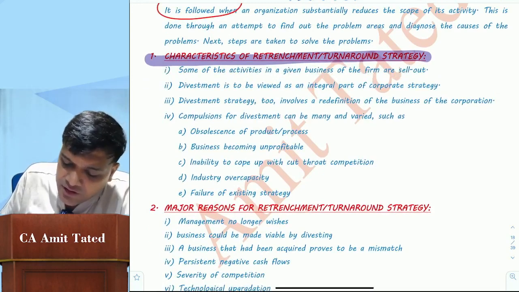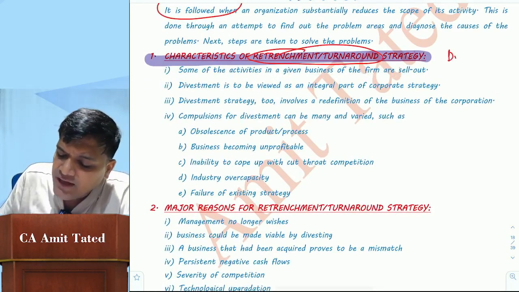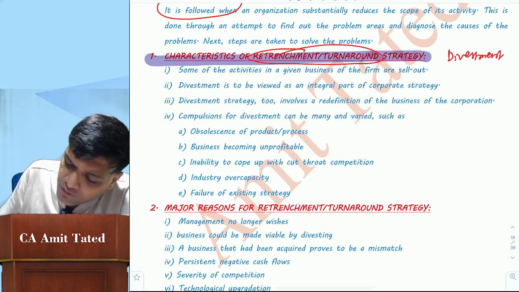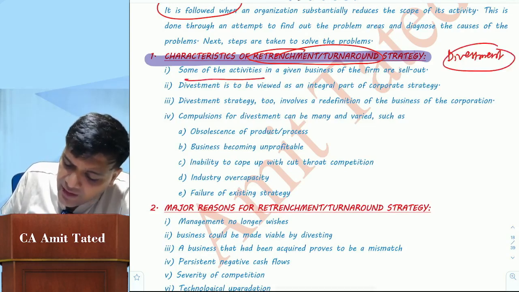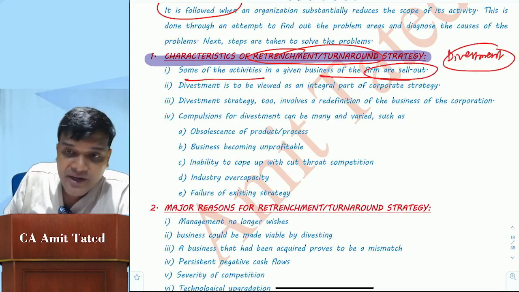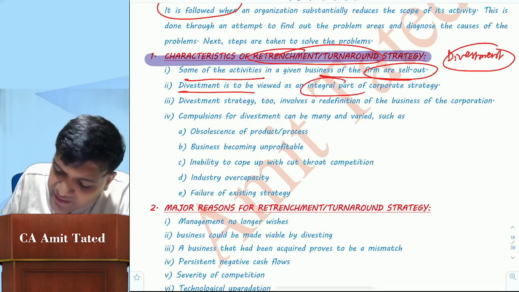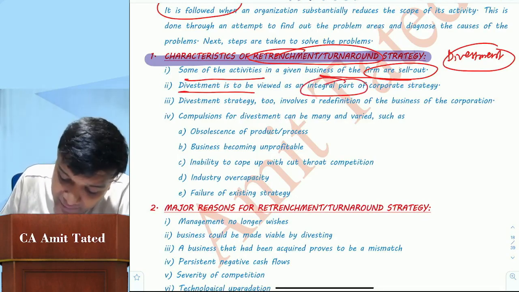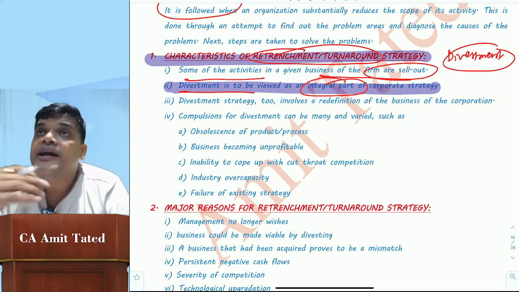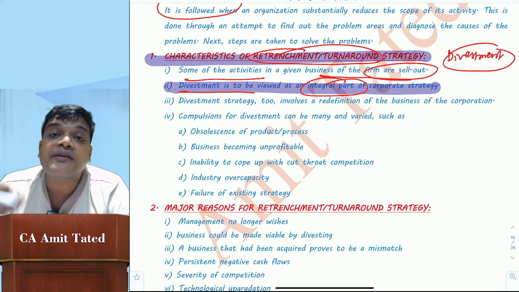Okay, this is again under retrenchment or turnaround, but this is more of divestment. Make sure you understand this very clearly. Some of the activities of a given business are sold out, not in turnaround, but in divestment. Divestment is to be viewed as an integral part of corporate strategy. Very important line. What does it mean? It means it is not a separate part.